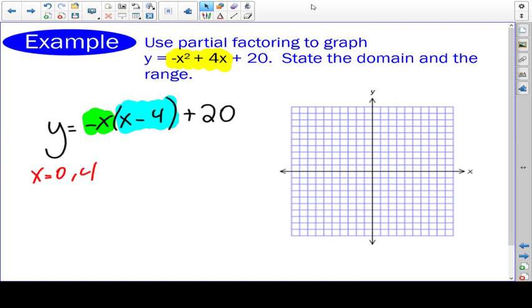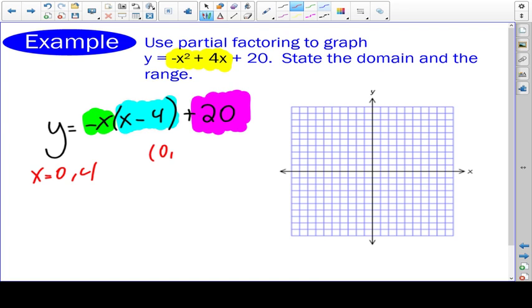Now here's the difference with partial factoring and real factoring. When we do the real factoring like we did last time, the full-blown factoring, what we were finding were the x-intercepts. We're not finding the x-intercepts this time. What we're doing is we're finding 2 points on the graph. And those 2 points have a y value of 20, because 20 is what's left over. So what we know here is we now have the points (0, 20) on the graph, and we have the points (4, 20) on the graph.